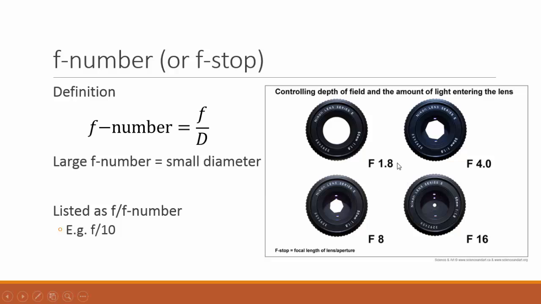So, for example, 1.8, 4, 8, and 16 are various f-numbers. You can see the corresponding size of the diameters, so that a low f-number means a large lens and a large f-number means a small little hole in here. The way they write them is a little weird. They don't say f-number equals. They typically write it as f divided by 10. So f10 means f divided by 10.